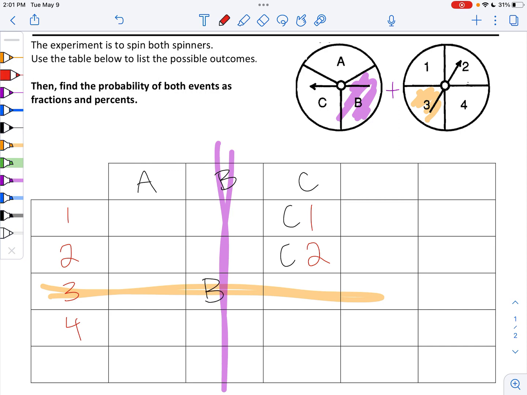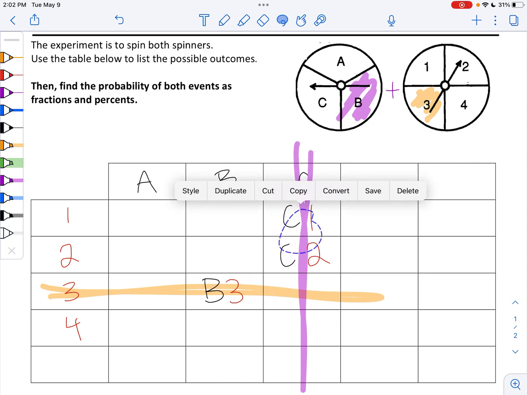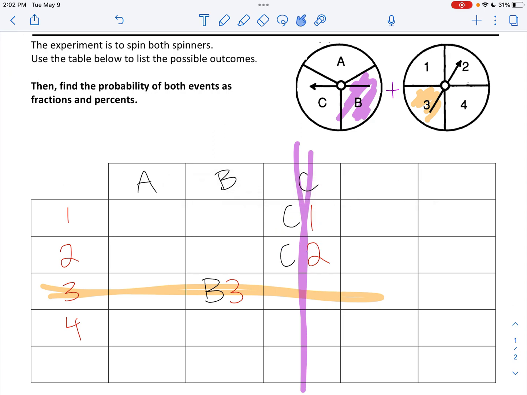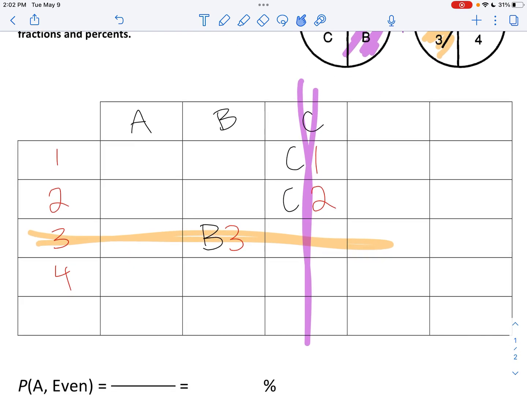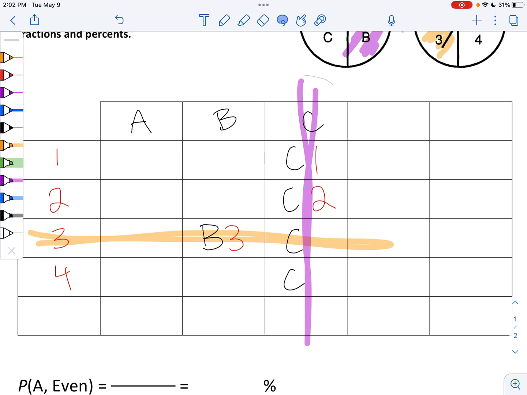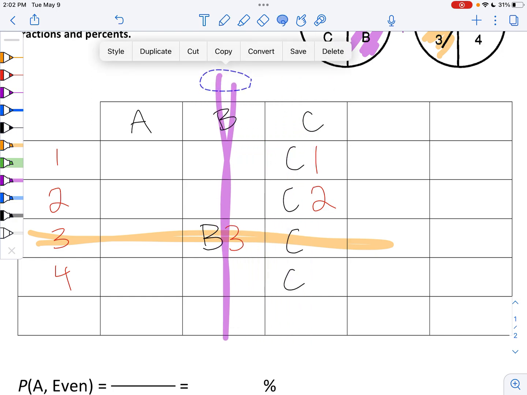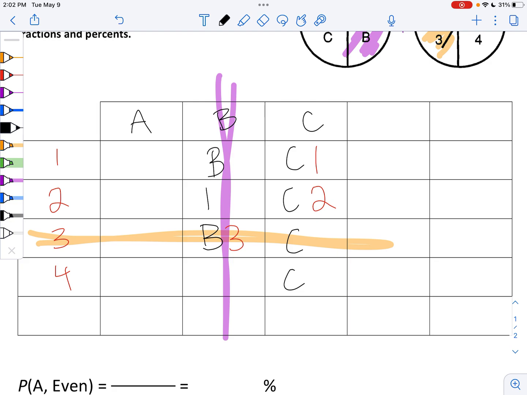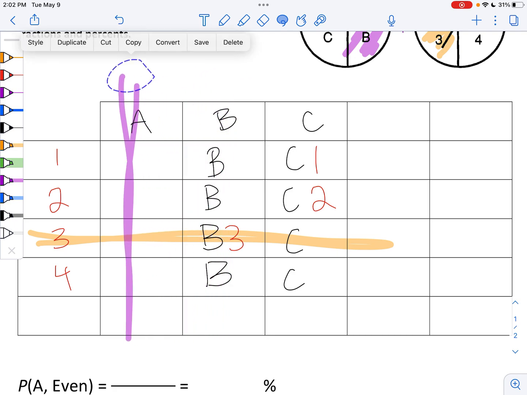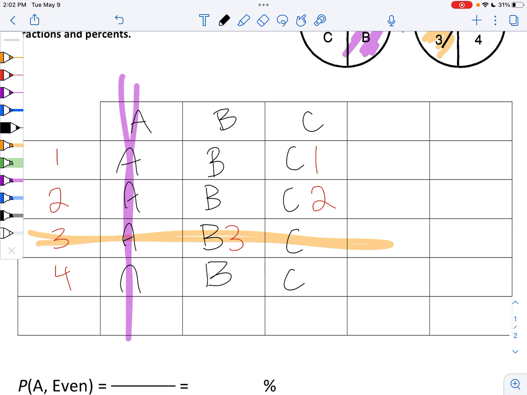So at this point, what I want you to see is that all of the ones going down from this top C, where that purple line is, they're all going to start with C. And if I move to the left, these are all going to start with B. And if I move to the left one more time, they're all going to start with A. Okay, I'm going to get rid of my purple line.